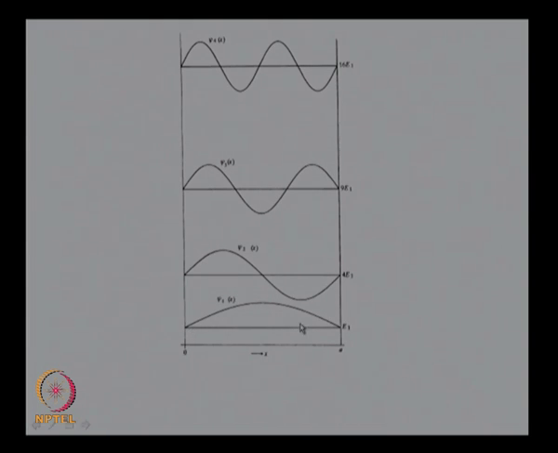This is the ground state energy, for which you have the wave function psi 1 of x. This is the first excited state energy, this is the second excited state, and this is the third excited state.